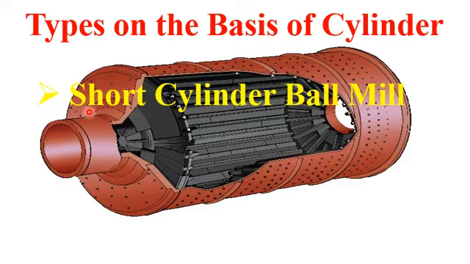The first type of cylindrical ball mill apparatus is usually a short cylindrical ball mill apparatus. Dear student, please note that the length of the short cylindrical ball mill apparatus is less than twice the diameter of the cylinder. So just please note that the length of the cylinder in a short cylinder ball mill apparatus is less than twice the diameter of the cylinder.